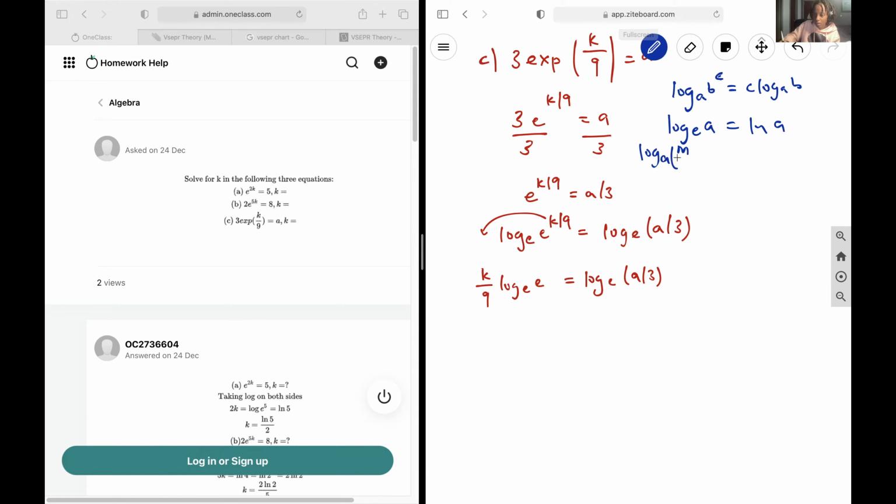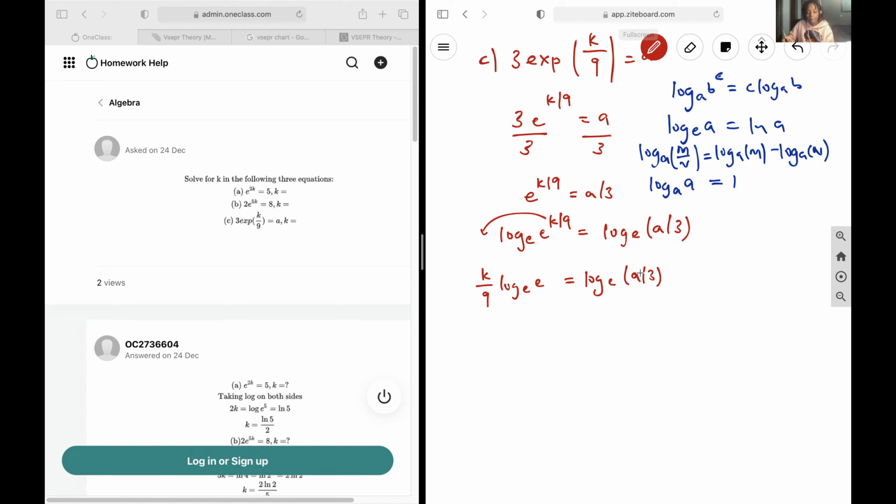Log a of m over n is equal to log a m minus log a n. And lastly, log base k of a is equal to 1.